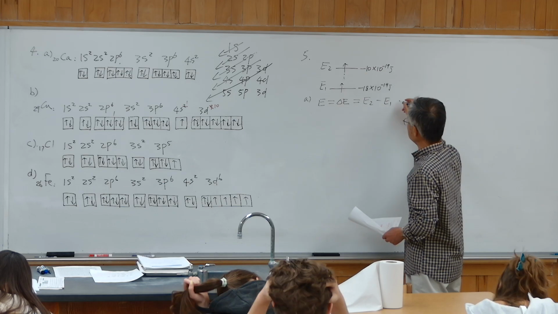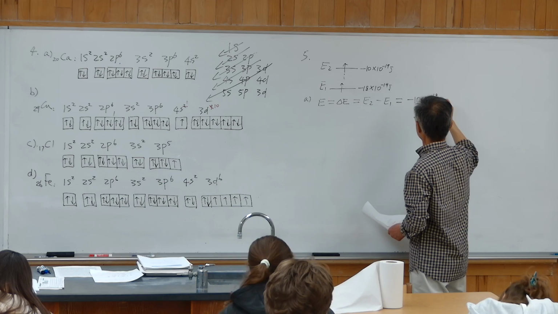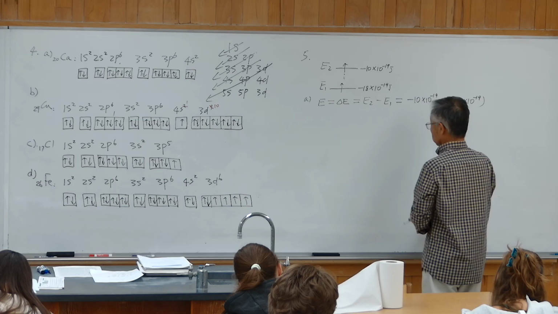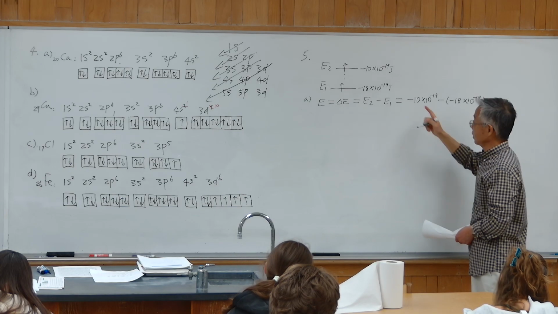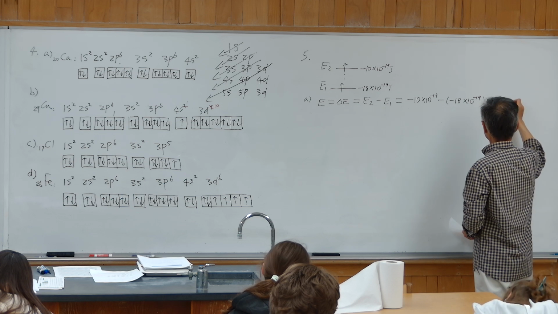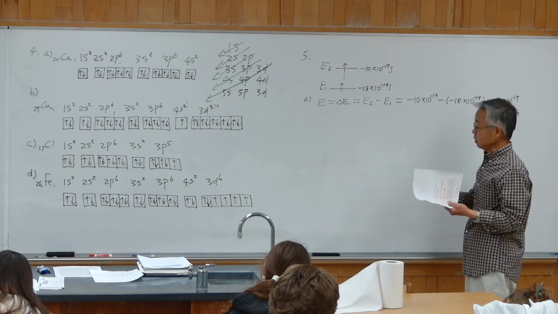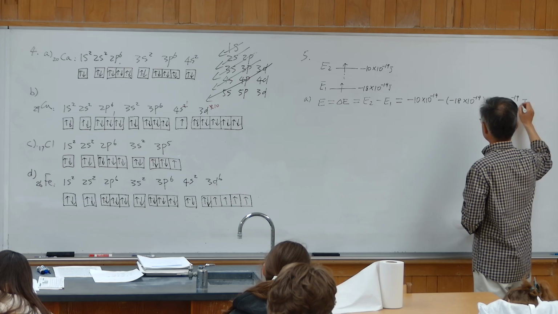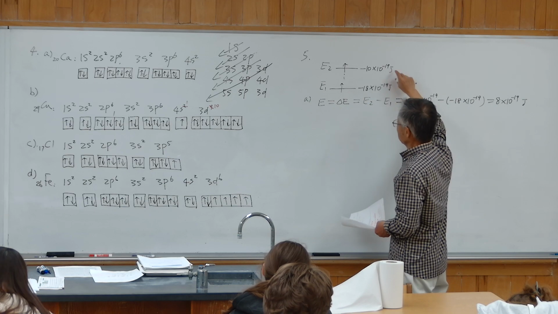So E2 minus E1. E2 is negative 10 times 10 to the negative 19, and E1 is negative 18 times 10 to the negative 19. So minus negative 18 becomes plus 18. 18 minus 10 is 8, times 10 to the negative 19 power. Both numbers have the same exponent, right? Subtraction and addition require the exponents to be the same. It's already the same, right? So this is the energy needed to excite the electron from E1 to E2, the energy difference between these two.